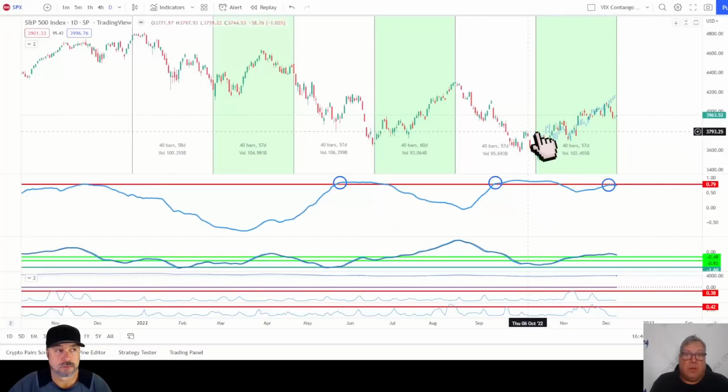And the other thing we're seeing too is we're seeing the bond market creeping up, which is telling you big money is moving into bonds and out of stocks.